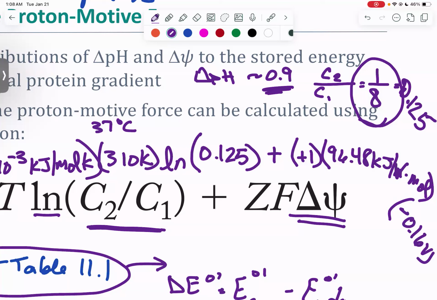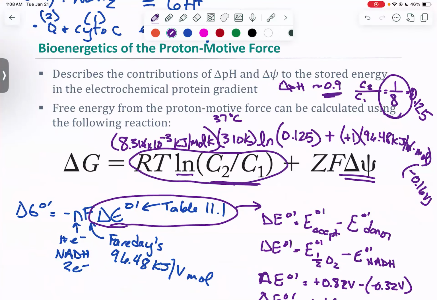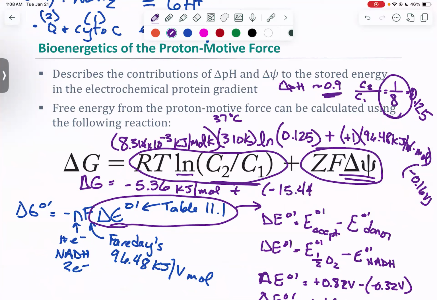So if I put all that together, what are you going to get? So do all the math, right? And what I kind of want to do is I want you to separate this factor from this one. So don't completely simplify it yet. So you should get a delta G that our first kind of unit there is negative 5.36 kilojoules per mole, plus we have a negative 15.44 kilojoules per mole. So when we look at this, our total delta G is going to be negative 20.80 kilojoules per mole. This is really per proton, right? Or really per NADH, however you want to think about that.